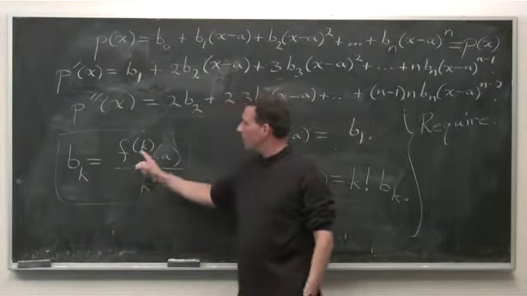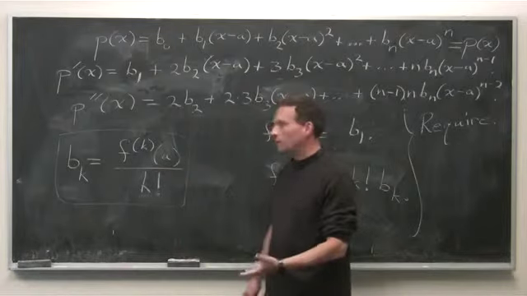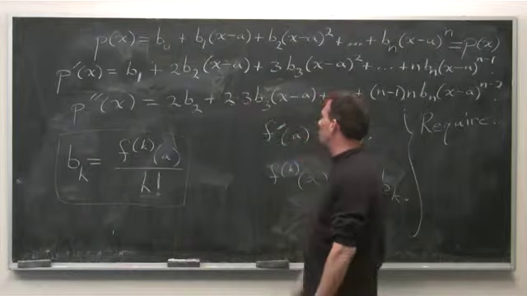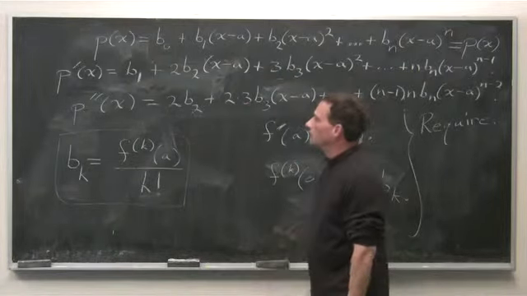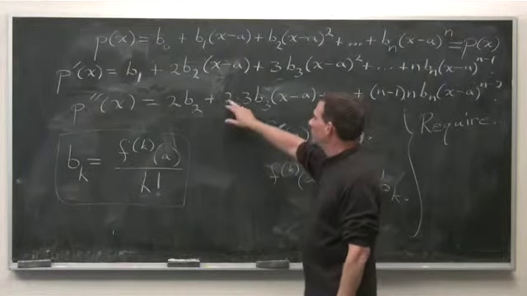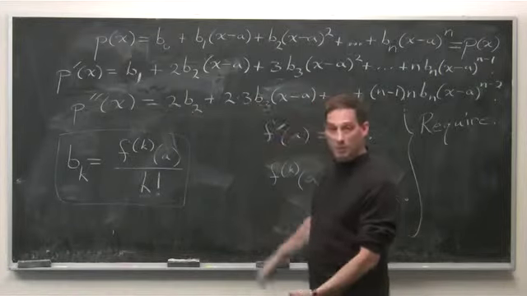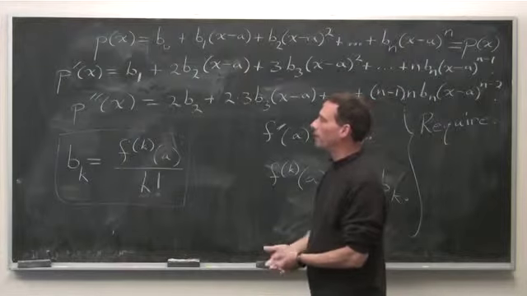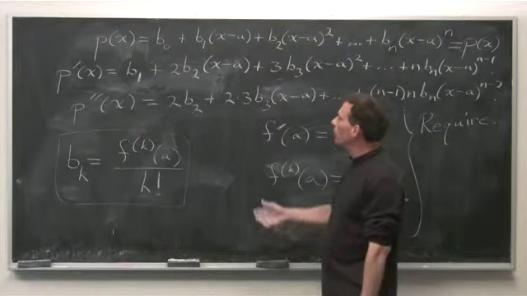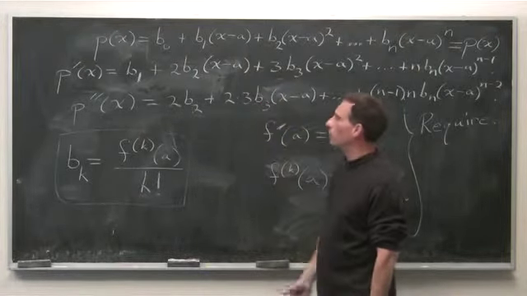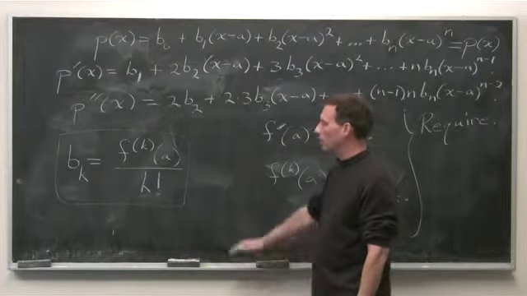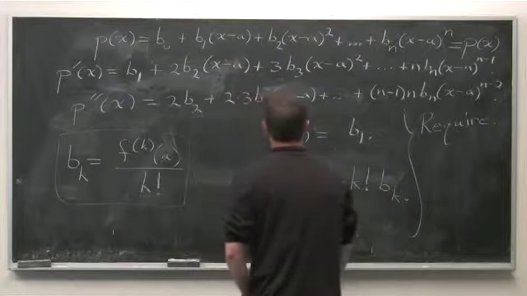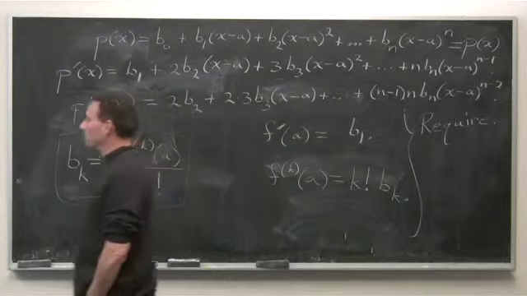So we want b sub 2 to be f double prime of a divided by 2, but it's 2 factorial, and you can see the factorials building up. Here's 3 times 2. So when you do p triple prime, you'll get that it's 2 times 3 times b3. And so since we want p triple prime at a to equal f triple prime at a, we need b sub 3 to be f triple prime at a divided by 3 factorial. So we get the same coefficients that we got in the last section when we were recentering polynomials.